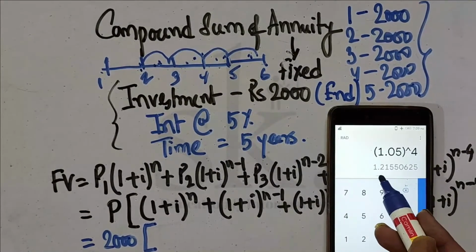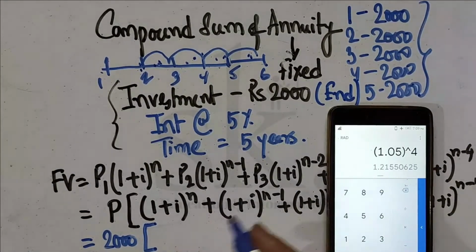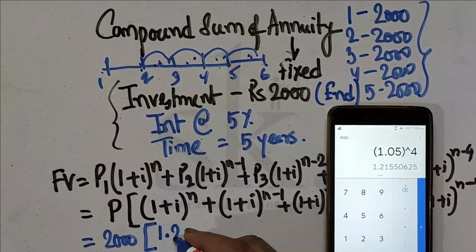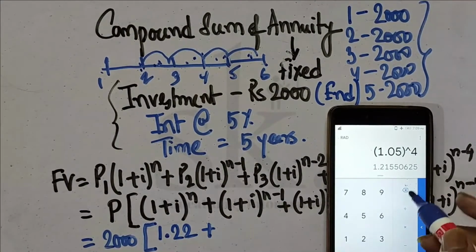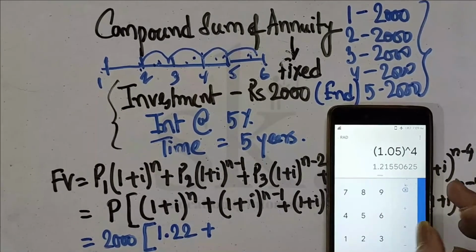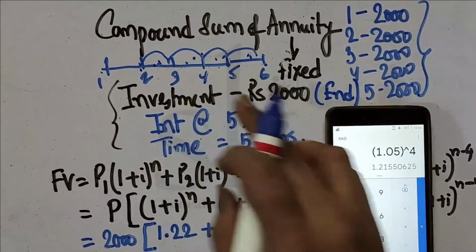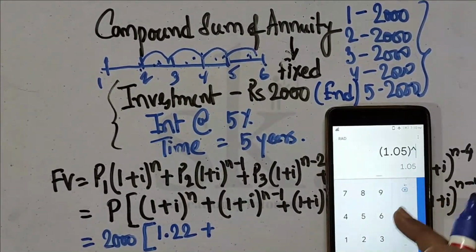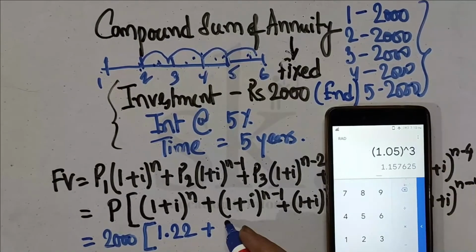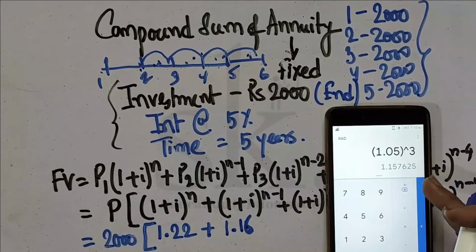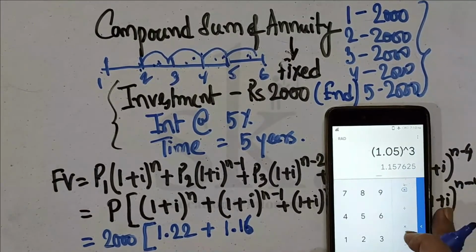To the power 4 gives 1.2, say I'm taking 2 decimals into consideration. I take 1.22, it's 1.2155. Since it's 5, I have taken 22. So next one is n minus 1. So n minus 1, 4 minus 1, will be 3. So it's coming 1.16, 1.157. I've taken 1.16.